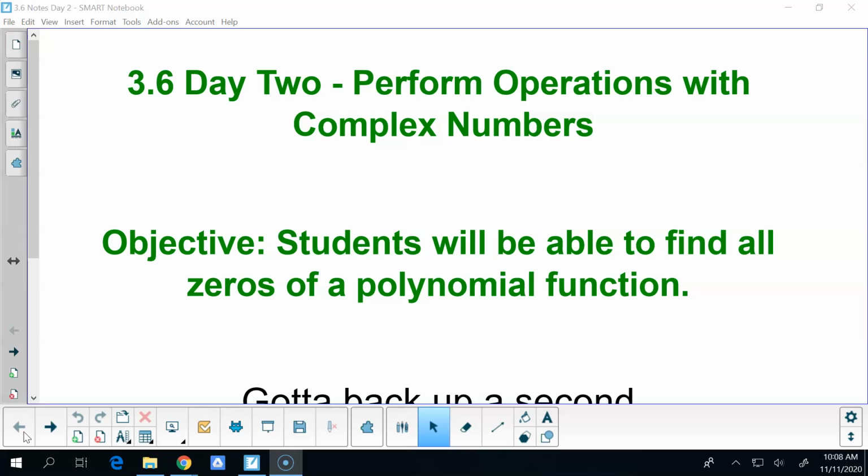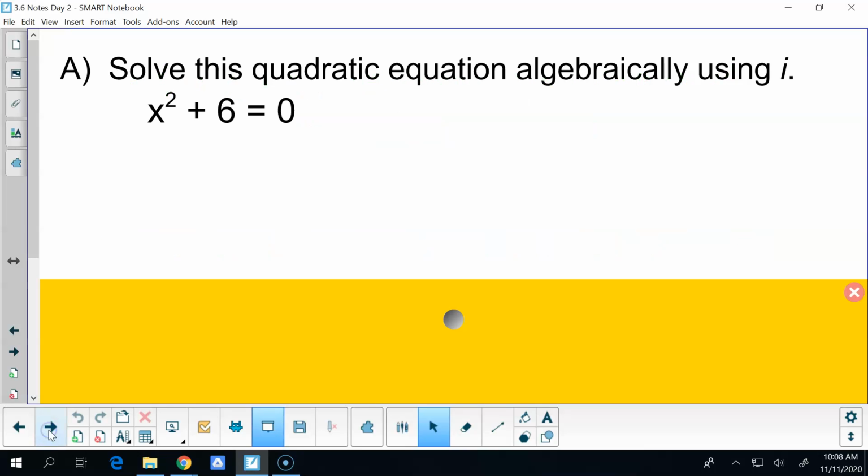We'll pick up on the video today from where we left off on yesterday's video. Today we're going to start finding zeros of functions. We're going to start small, and then tomorrow we'll expand and expand and expand. So, solve this quadratic equation algebraically using i.